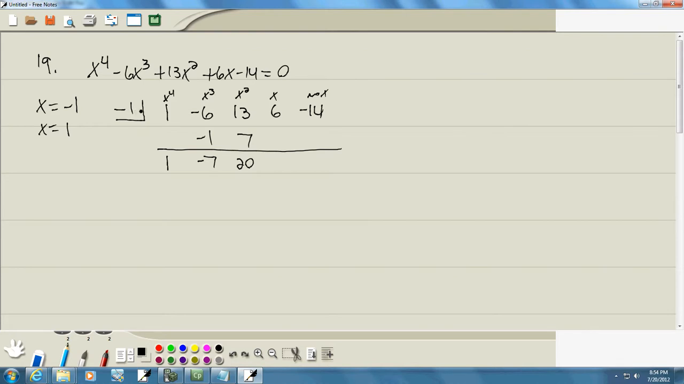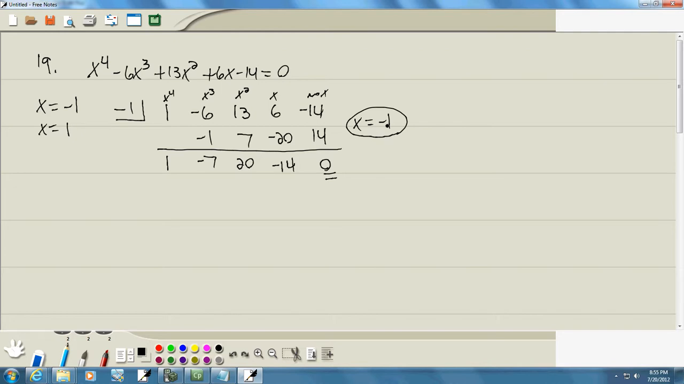Multiply. You always multiply by a number up in the box, but the number you just put down here. -1 times 20 is -20. Add. 6 and -20 gives me -14. And multiply. -1 times -14 is a +14. And -14 plus 14 gives me 0. Now again, you get a zero remainder, which tells you that's one of your answers.